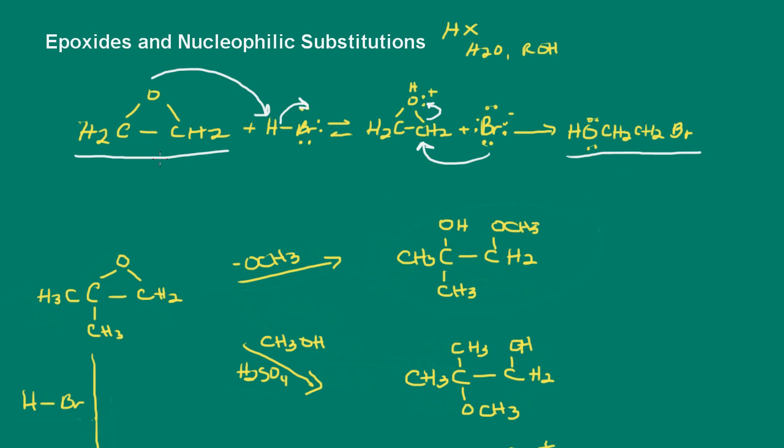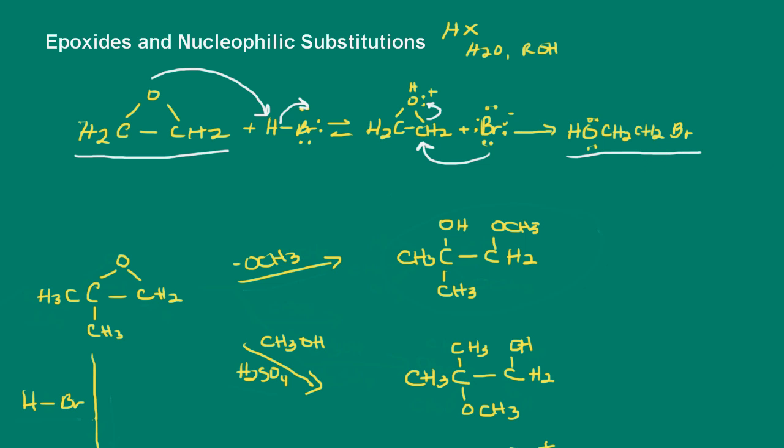So notice here we had a symmetrical epoxide. Both of these carbons are equivalent, and so we can sum the reaction up. Again, the epoxide is protonated, then the nucleophile comes in and attacks the carbon, the carbon-oxygen bond breaks, and of course we end up with a product here that has both an OH group and the nucleophile, in this case the bromide, bonded to the other carbon.